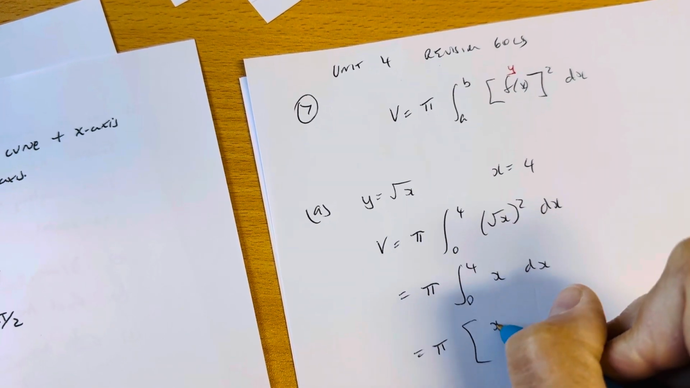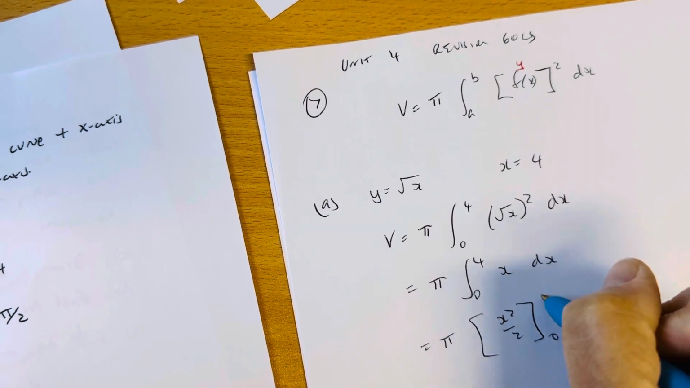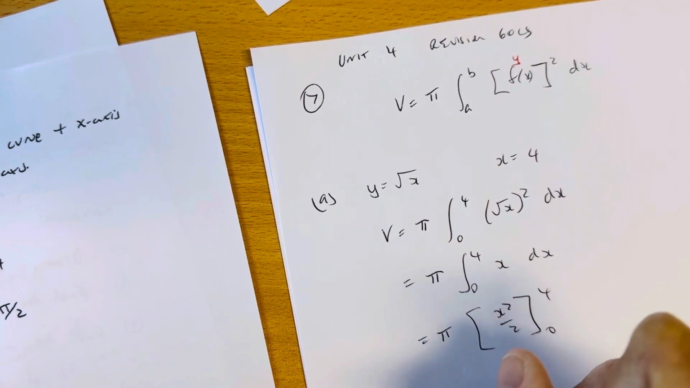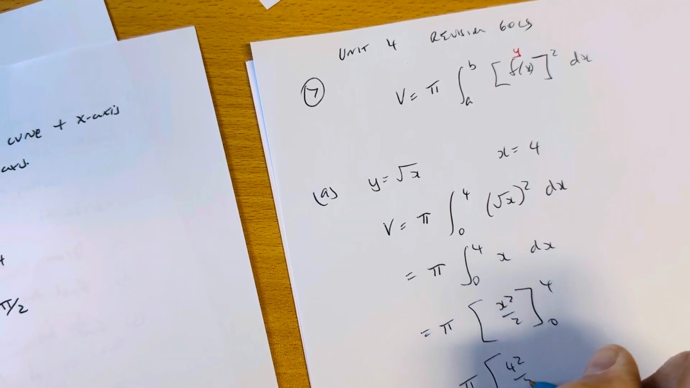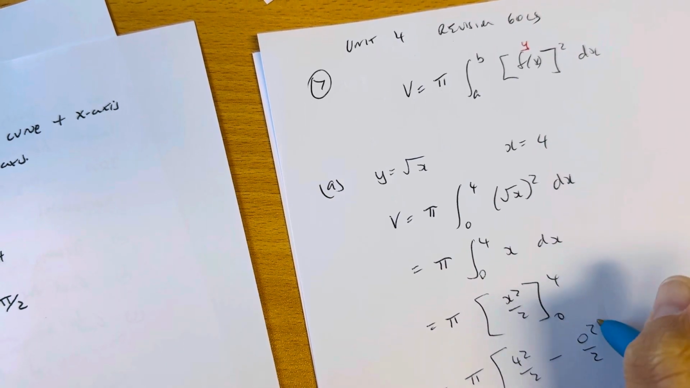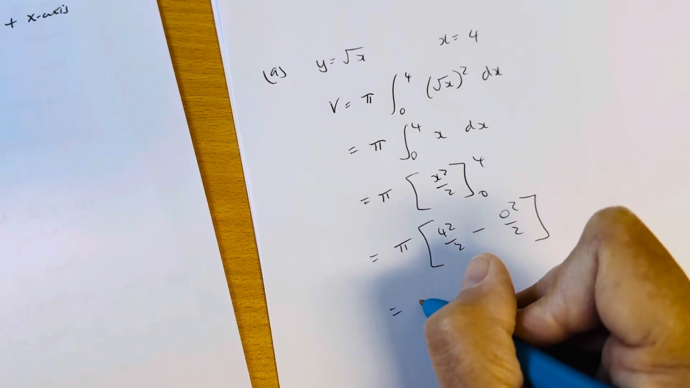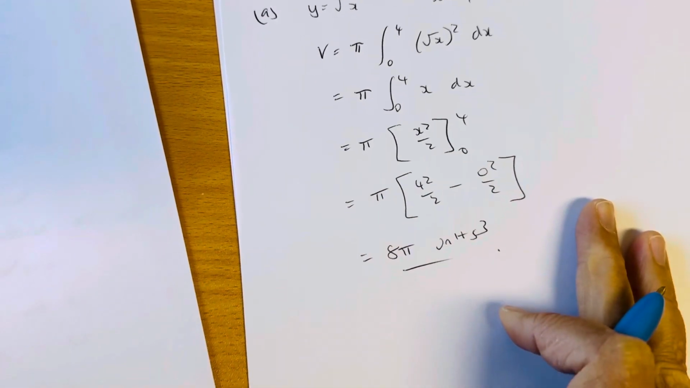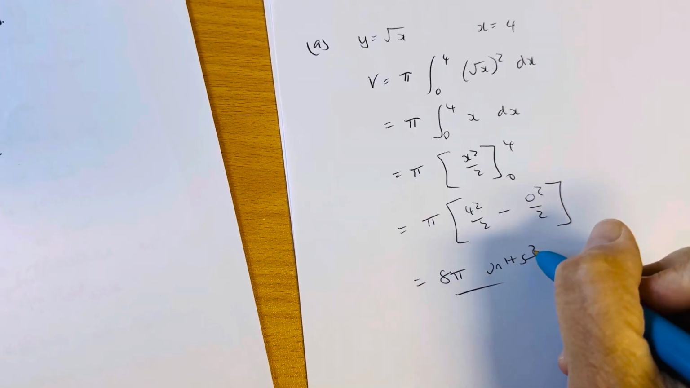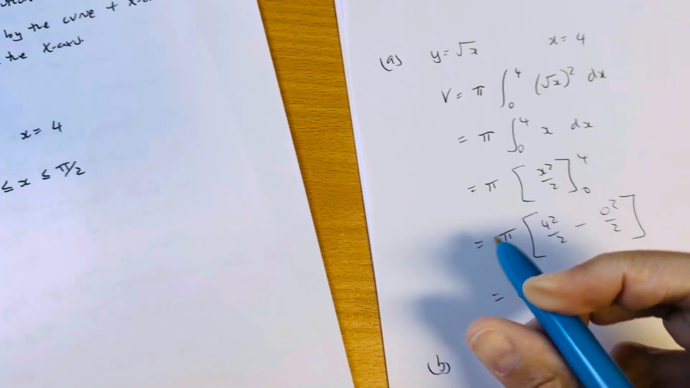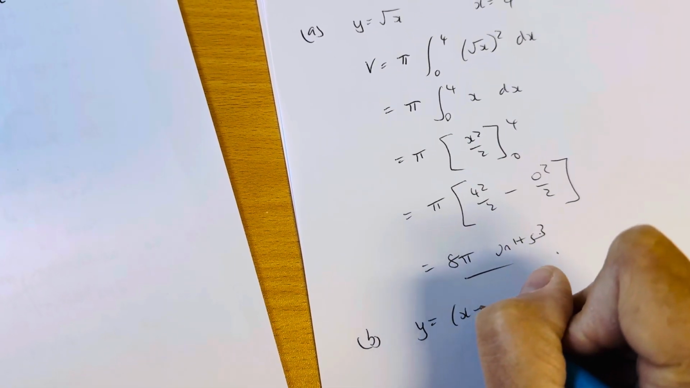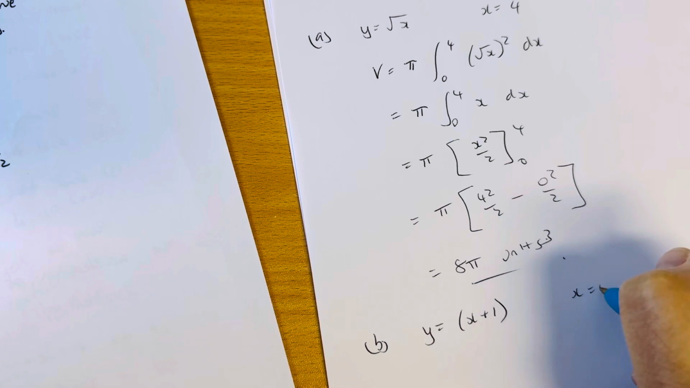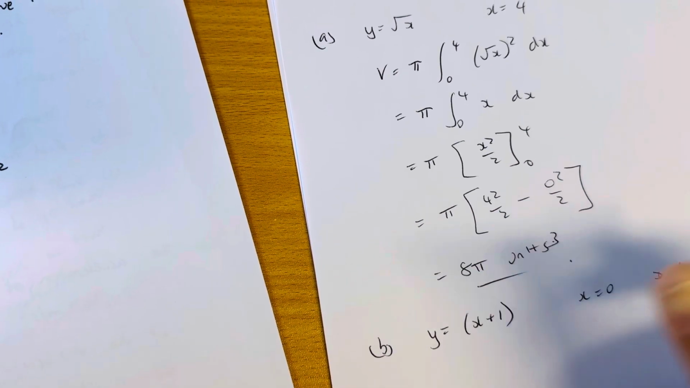Pi x squared on 2 from 0 to 4. Pi times 4 squared on 2, take 0 squared on 2, is 8 pi units cubed. Always units cubed because we're finding a volume. B is y equals x plus 1 from x equals 0 to x equals 4.